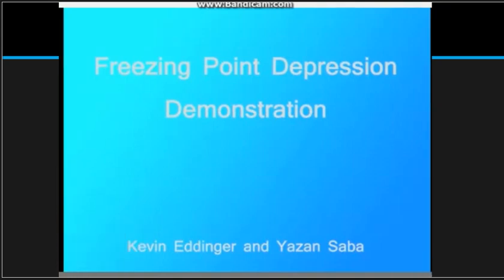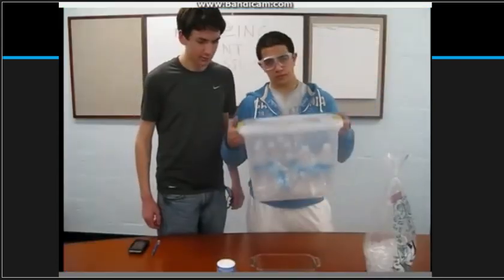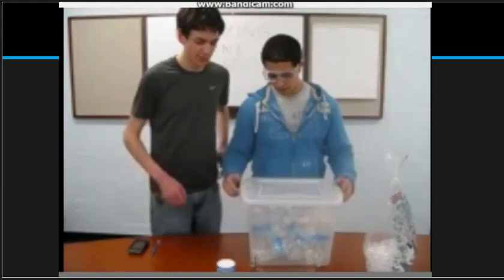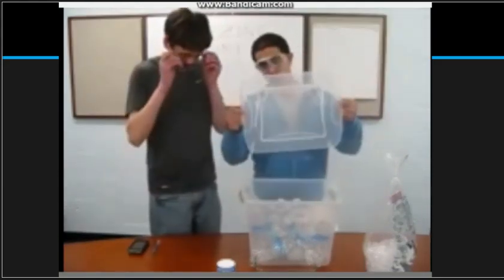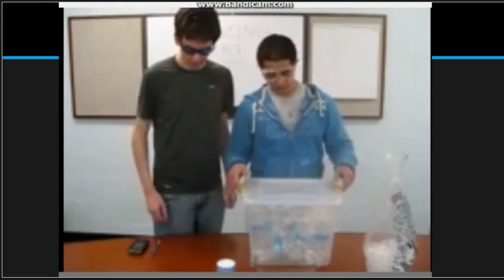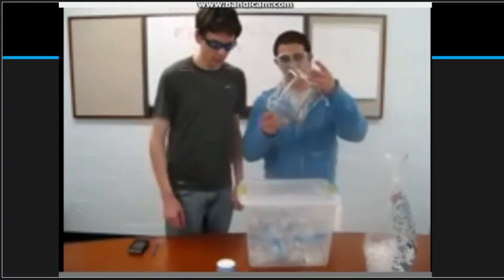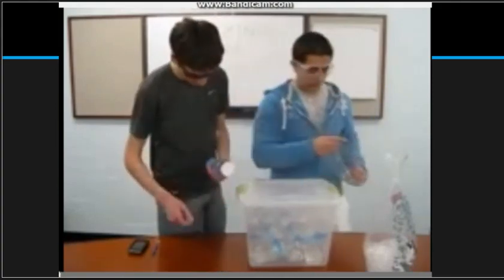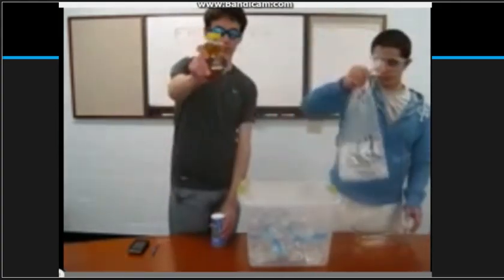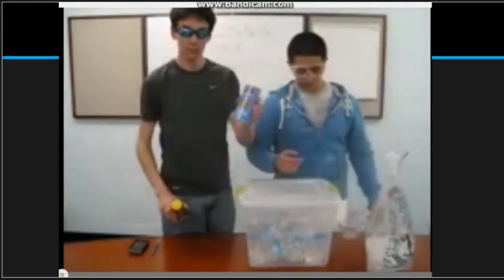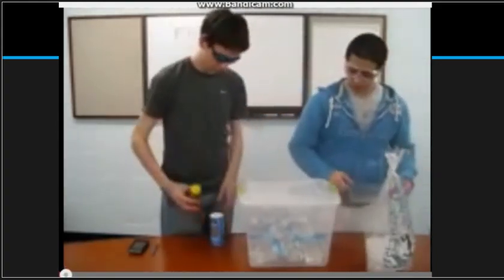Today we're going to do a demonstration on freezing point depression and the dependence of viscosity of a liquid on temperature. As you can see here, we have a regular plastic Tupperware box. It's filled with 12 full half-liter water bottles. It's fairly heavy. It weighs in at about 14 pounds total. We have a glass Pyrex piece of bakeware. We've got some ice, some honey, and some table salt, which is half sodium chloride and half potassium chloride.